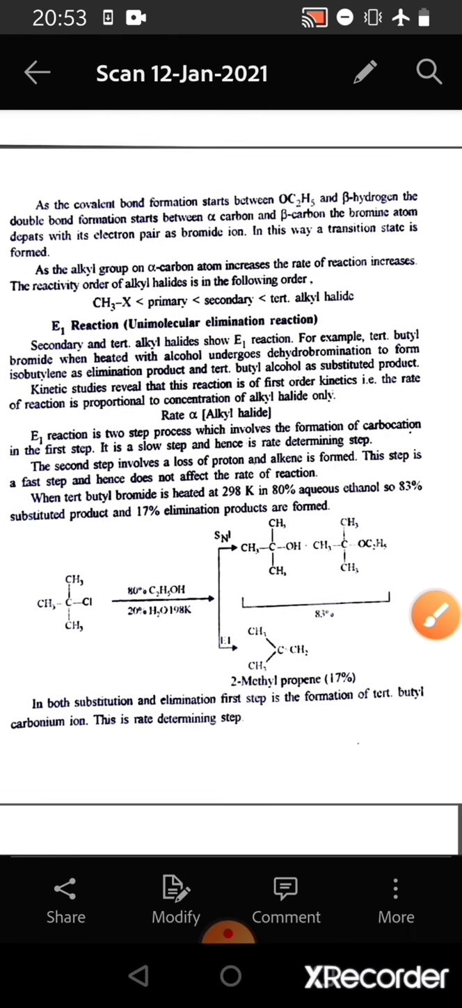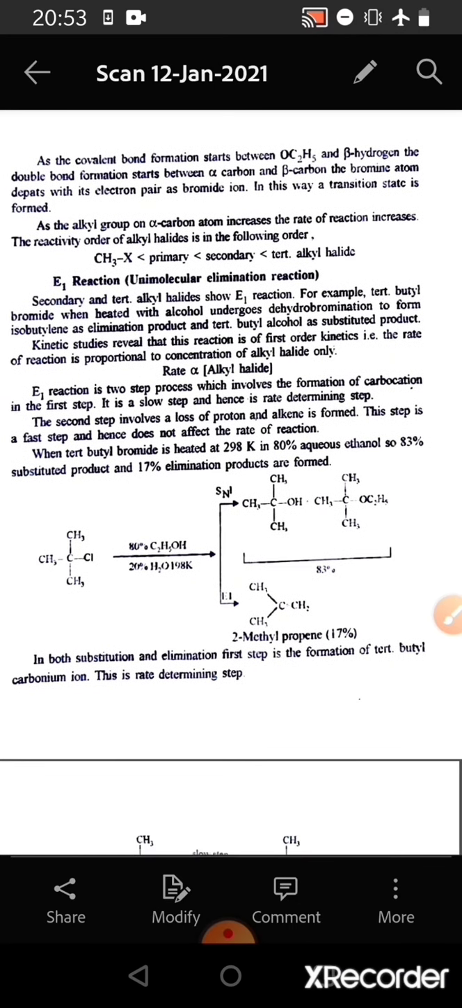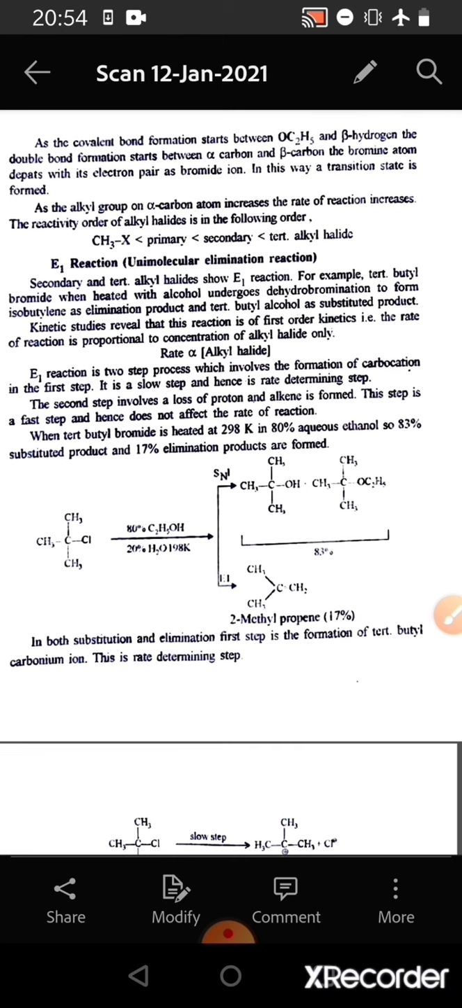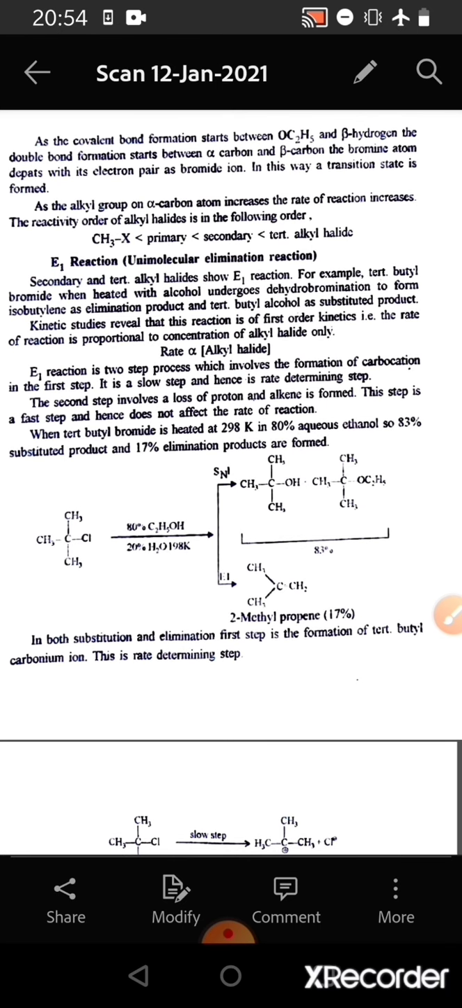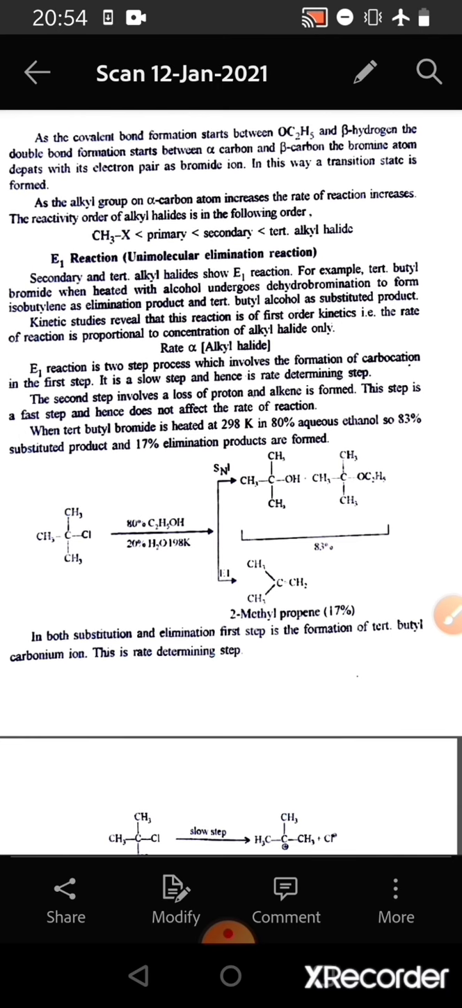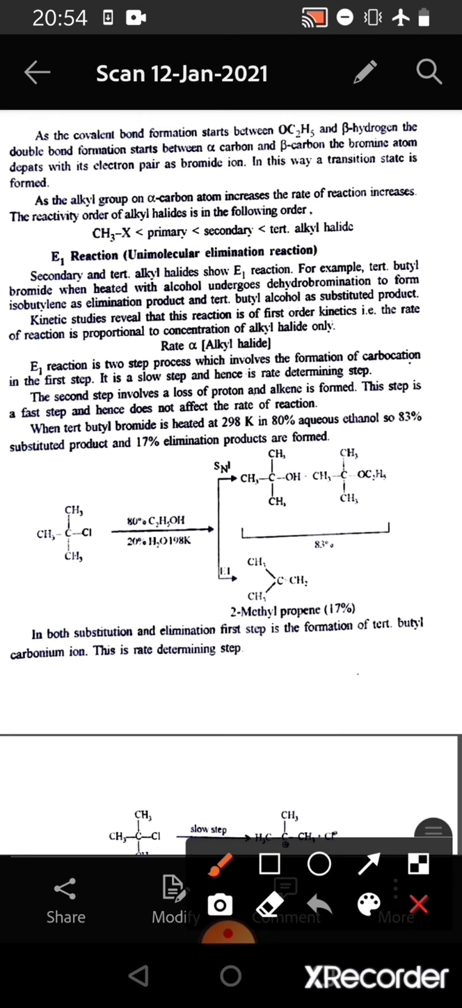Now we come to the E1 reaction, that is, the unimolecular elimination reaction. Secondary and tertiary alkyl halides show the E1 reaction. For example, tertiary butyl bromide, when heated with alcohol, undergoes dehydrobromination to form isobutylene as the elimination product and tertiary butyl alcohol as the substitution product. Kinetic studies reveal that this reaction follows first order kinetics. That is, the rate of the reaction is proportional only to the concentration of the alkyl halide.